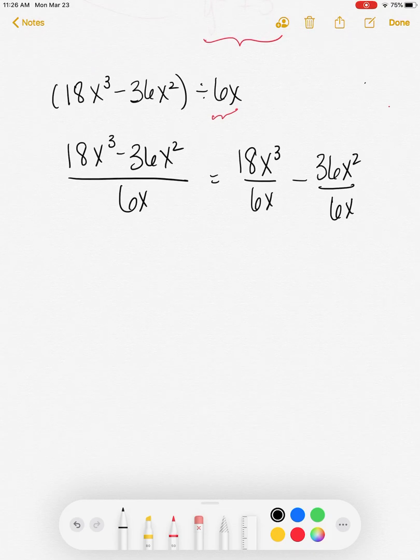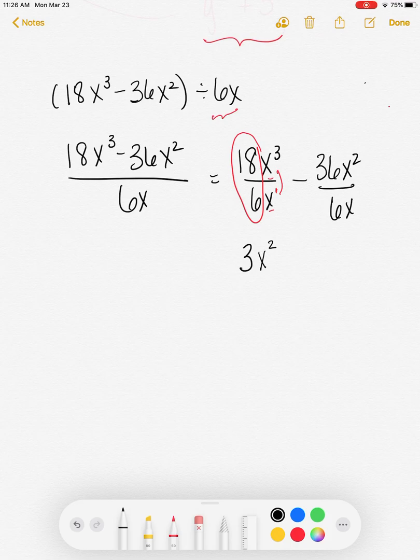Now you should be able to simplify these individually. Numerically, we have 18 divided by 6. That'll give us 3. And remember what to do from the last section in dividing monomials: if our bases are the same, all we have to do is subtract our exponents. His exponent is a 1. Remember, if it's not written, it's understood to be a 1. So x cubed divided by x will give us x squared.